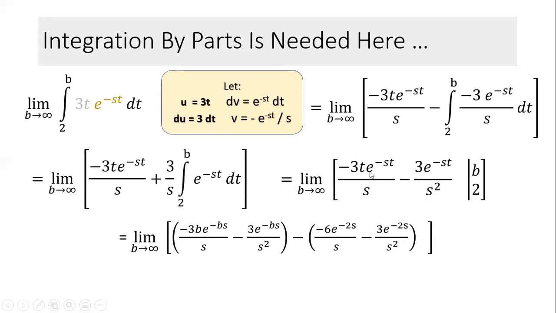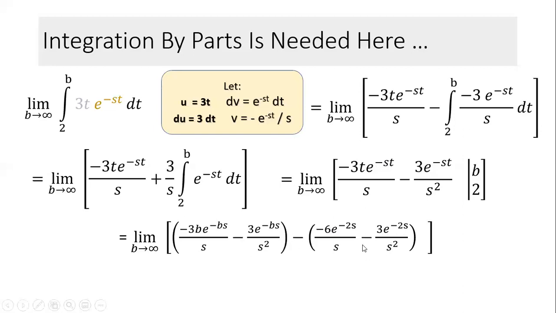So when I substitute in 2, minus 3 times 2 will give us a minus 6 here. And we'll have e to the minus 2s right here. So minus 6 e to the minus 2s divided by s. And then minus 3 times e to the minus 2s over s squared. So that's what we've got.